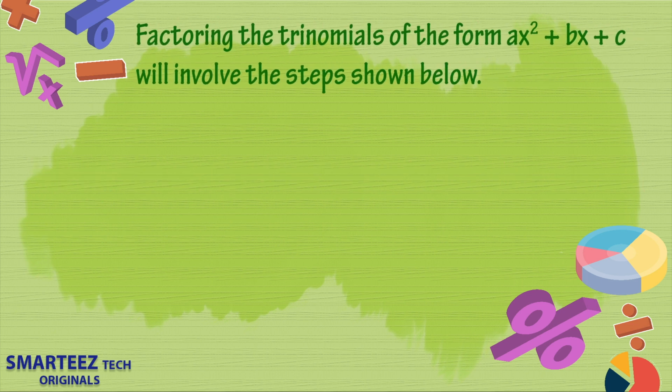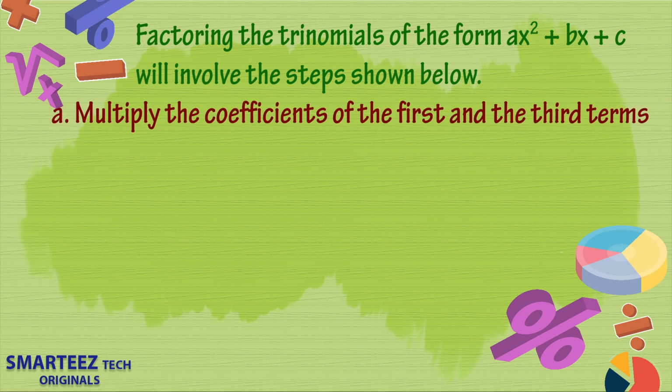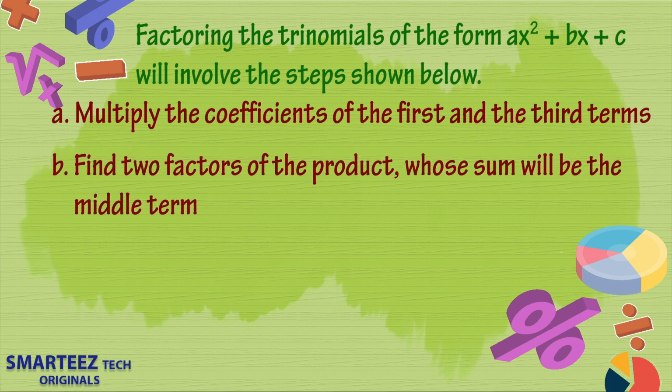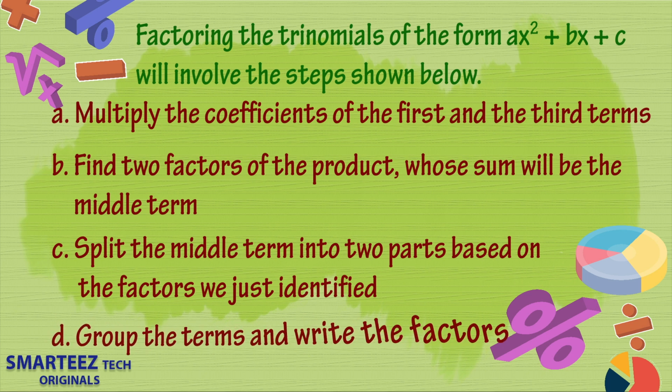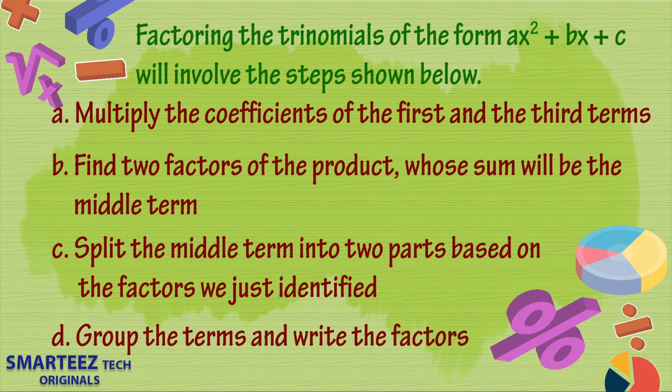Factoring the trinomials of the form ax² + bx + c will involve the steps shown below. A. Multiply the coefficients of the first and the third terms. B. Find two factors of the product whose sum will be the middle term. C. Split the middle term into two parts based on the factors we just identified. D. Group the terms and write the factors.